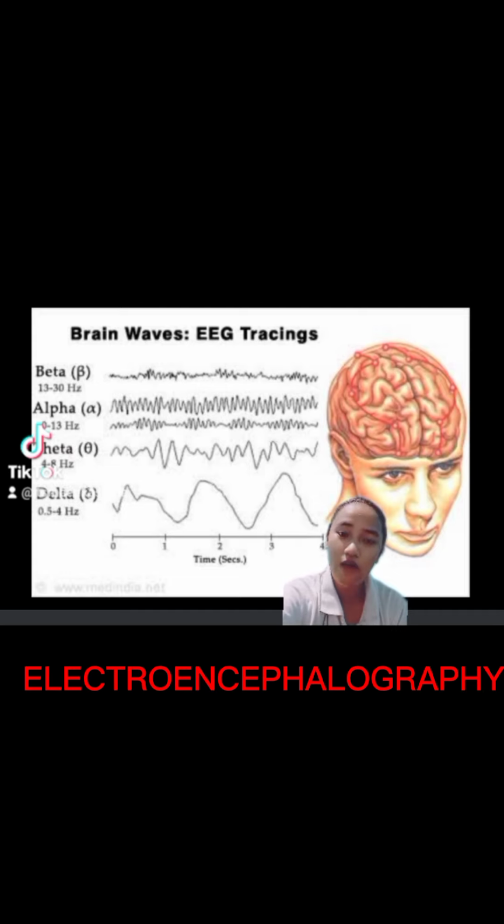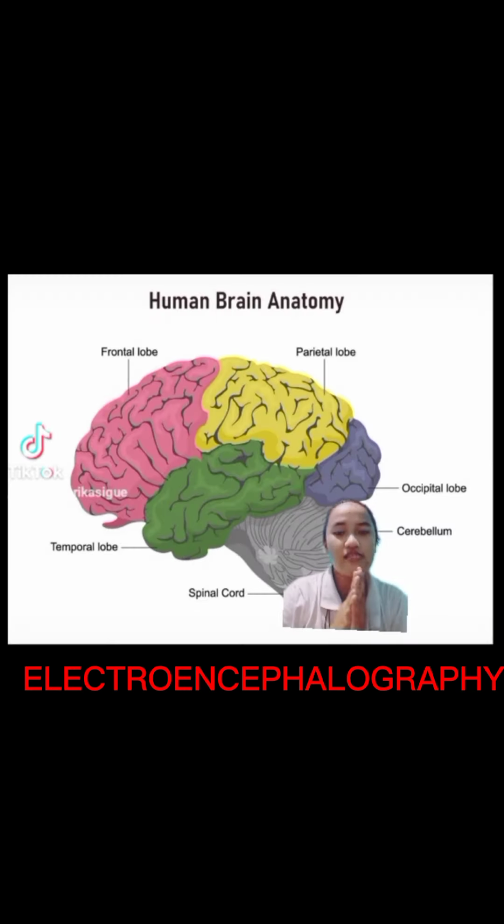So, now let's talk about the parts of the brain, or the anatomy of the brain. We have the frontal lobe, which is for motor control. And we have the parietal lobe for sensory touch, pressure, and pain. We have the occipital for vision. And we have the temporal for the auditory system, or hearing sound.